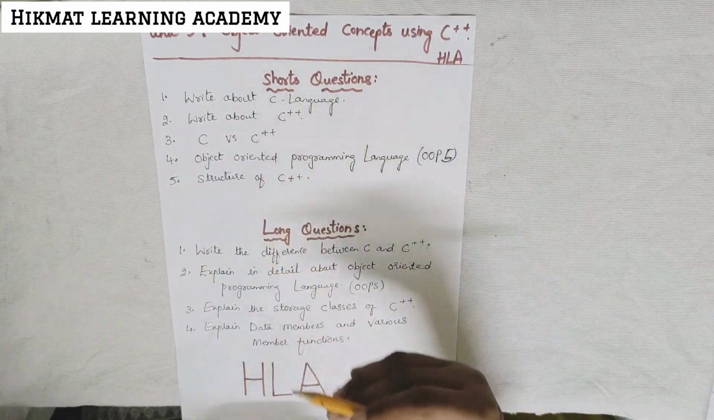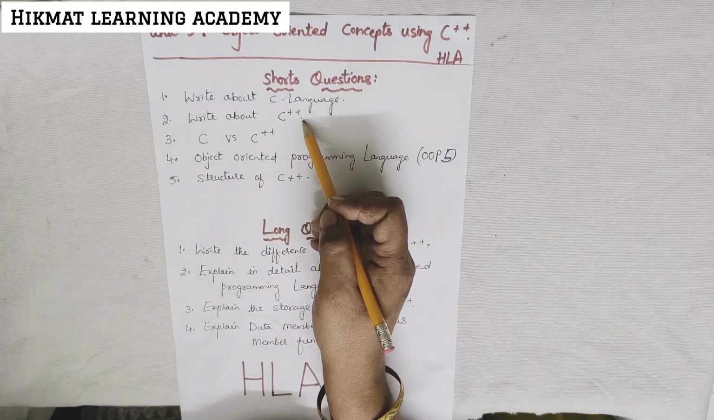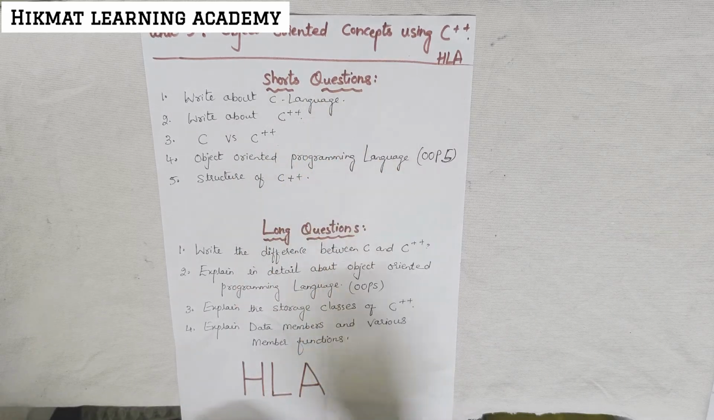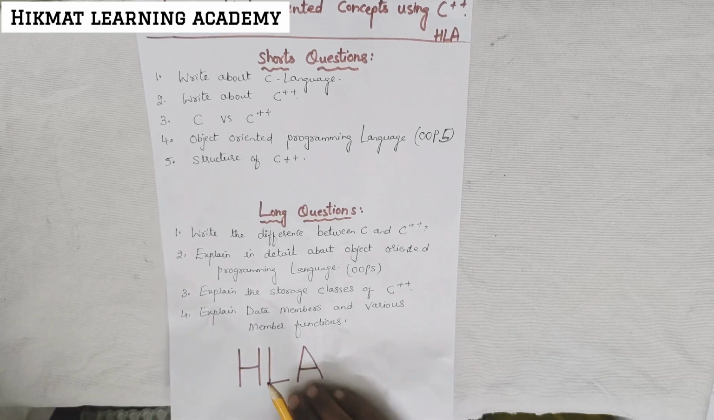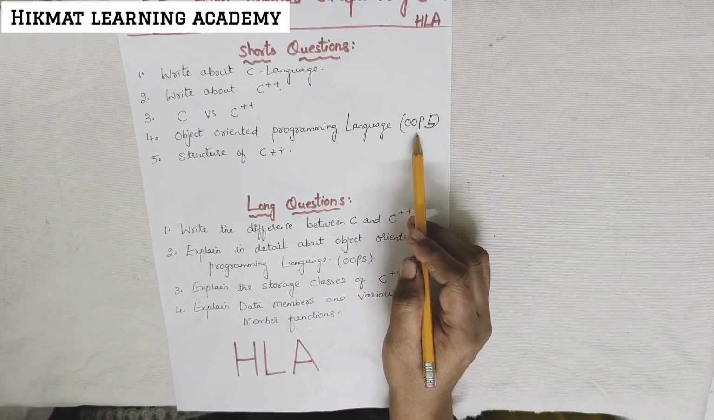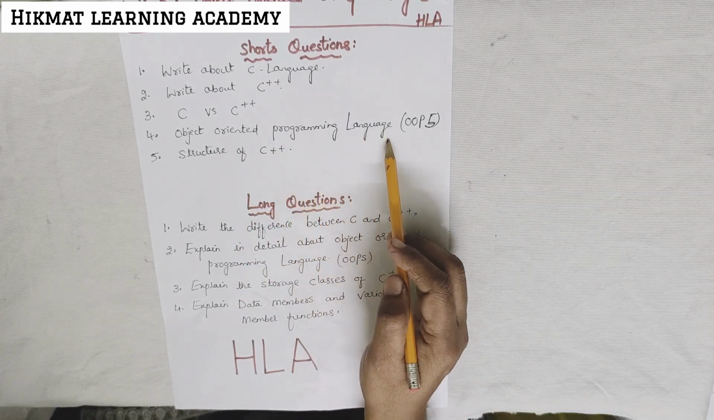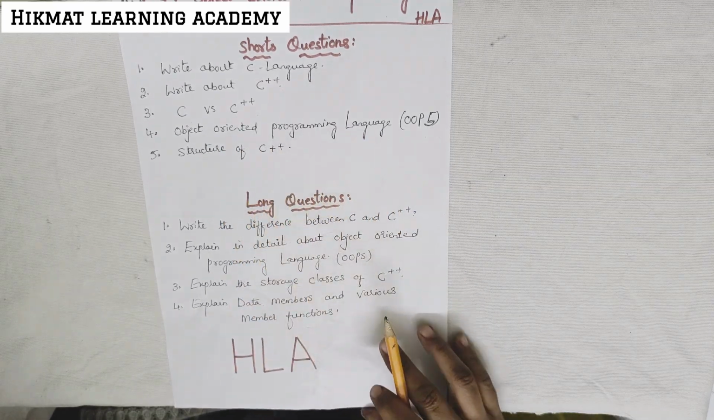C++, in table format you read this answer, the third answer. So easily you can attempt this answer also if you get it in the exam. Object oriented programming language, OOPS, also you can get it. OOPS, in short you can get. So object oriented programming language and structure of C++.